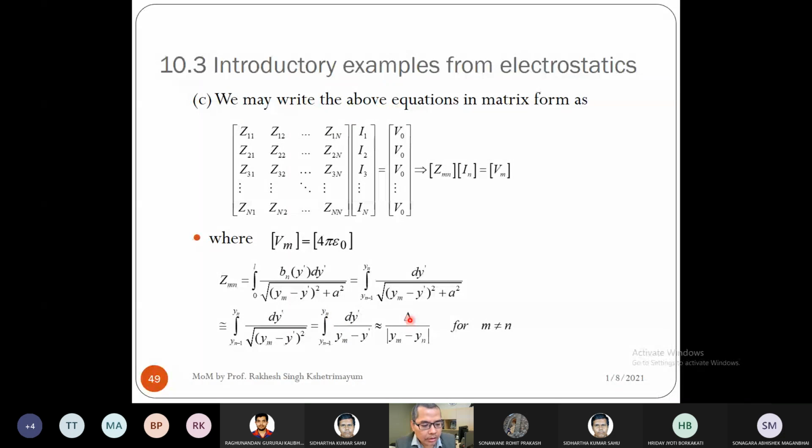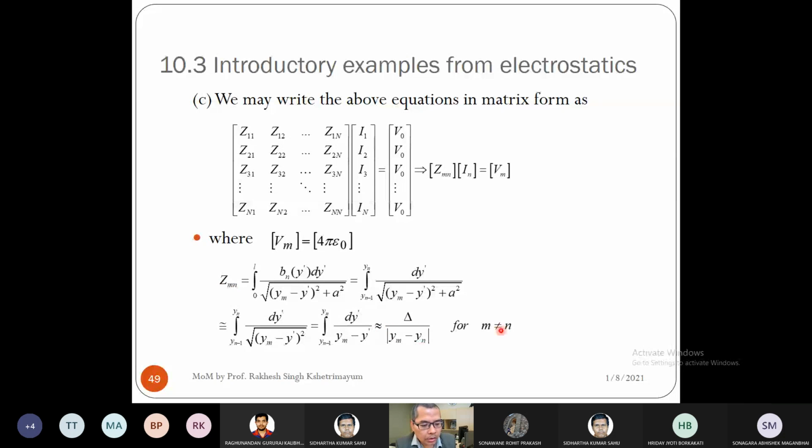You multiply with the function at the center. Centroidal approximation means you calculate this function at the center. What is the function we are integrating? It's 1 by y_m minus y'. So if I want to apply centroidal approximation, I just find this function at the center. At the center, what is the value of y'? y' will become y_n. So I just find this function at the center and multiply by the interval. So I use centroidal approximation, and I can do this integration simply as the multiplication of delta divided by y_m minus y_n. So you don't have to do any integration now. You can always find Z_MN as delta by y_m minus y_n.